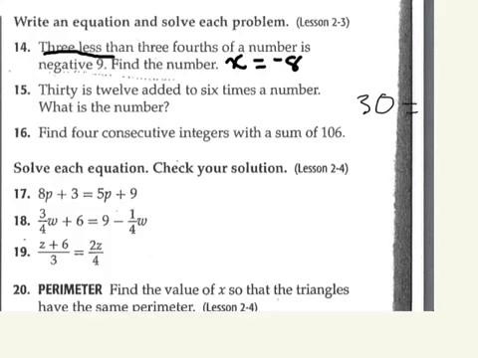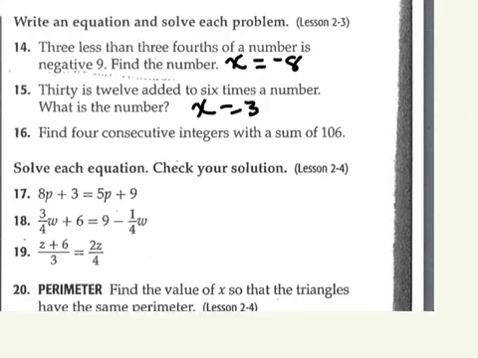30 is 12 added to 6 times a number. So that's 12 plus 6x. And so we need to solve this. Simply subtract 12 on both sides, and then you're left with 6x is equal to 30 minus 12, which is going to give us 18. Therefore, x is equal to, I'm going to divide both sides by 6, x is equal to 3.